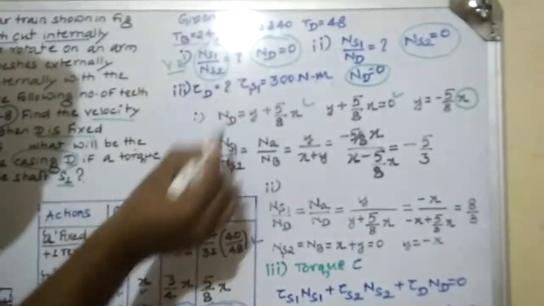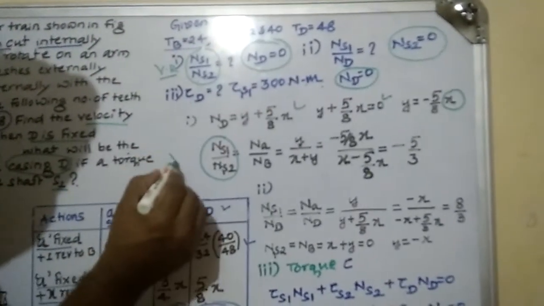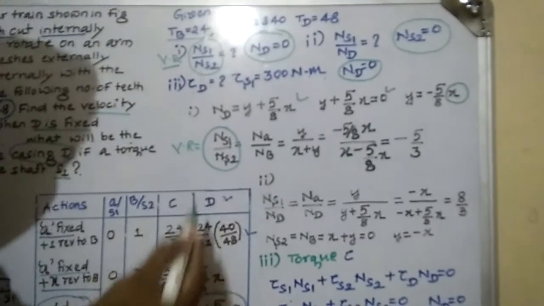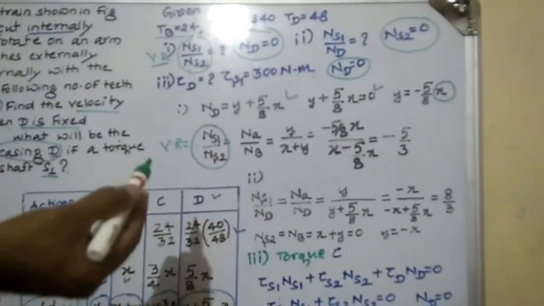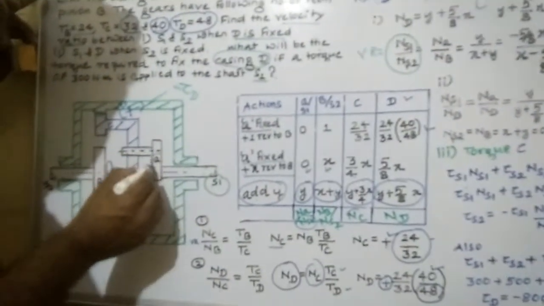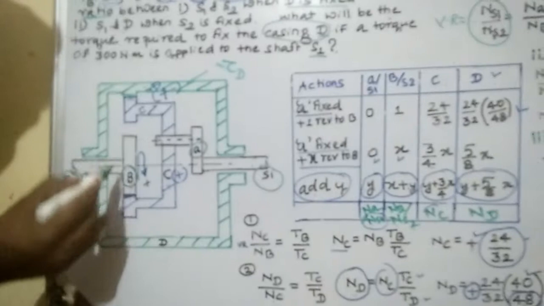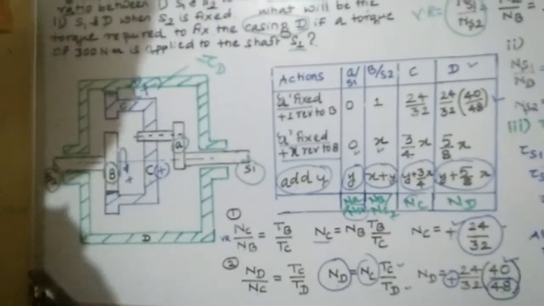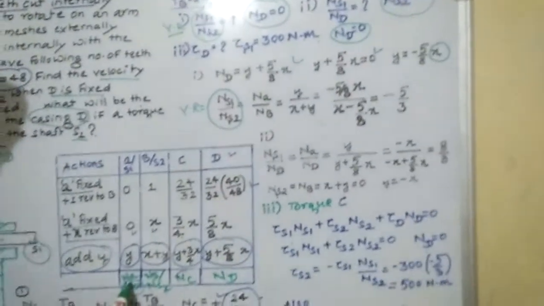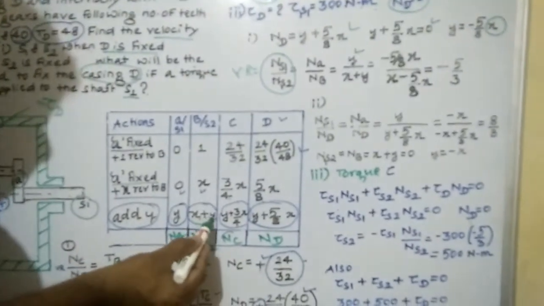They ask for the velocity ratio for NS1 and NS2. I have taken the velocity ratio as NS1 by NS2. NS1 is nothing but NA, because if you look at the figure, NS1 is the speed of NA, both are the same. NS2 is equal to NB also, both are the same, directly connected. Then what is NS1? From the tabular column, NS1 or NA is nothing but y. Then NS2 is x plus y.